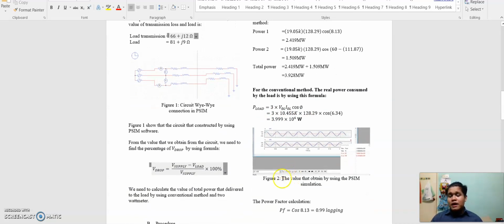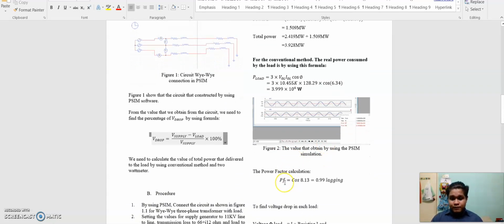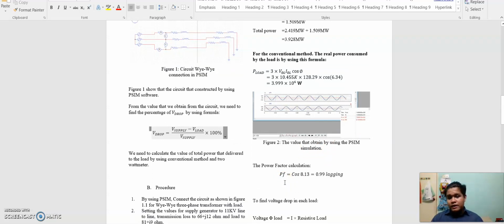So this is my simulation result that I did in my PSIM. After that we will find the power factor. So this is the power factor, and the final answer I get is 0.99 lagging.